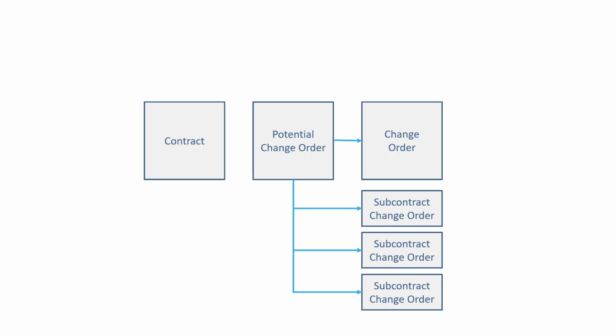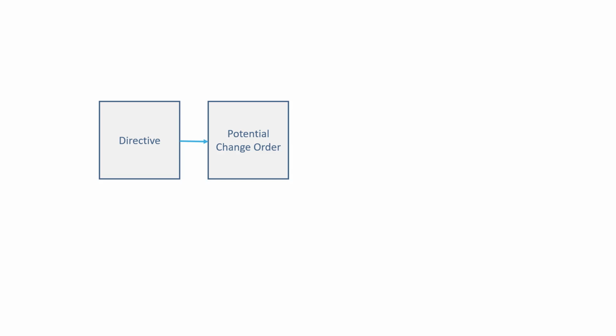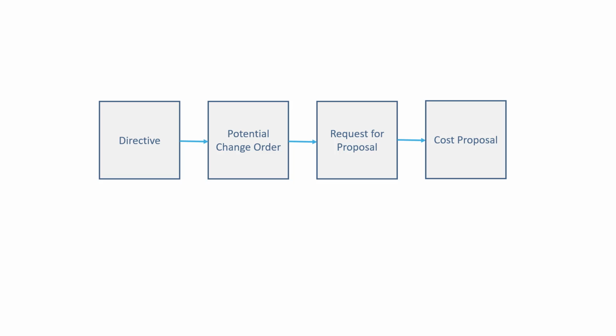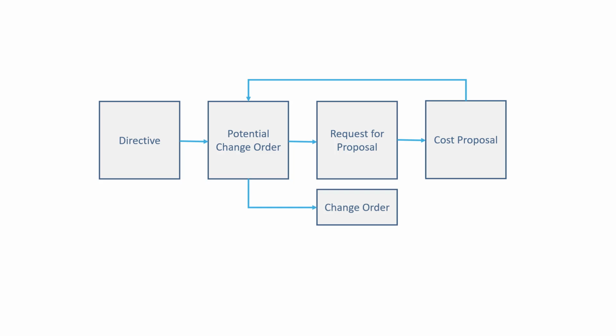And finally, you have the ability to follow a more in-depth and complete process by starting off with the directive, having the option to turn that into a PCO, adding information to the PCO, which can then be used to create a request for proposal, or RFP, and then cost proposals can be created against the RFP, which can eventually be pulled back into the original PCO. That PCO can then be used to create change orders and subcontract change orders, which are eventually reflected back in the appropriate contracts once approved.